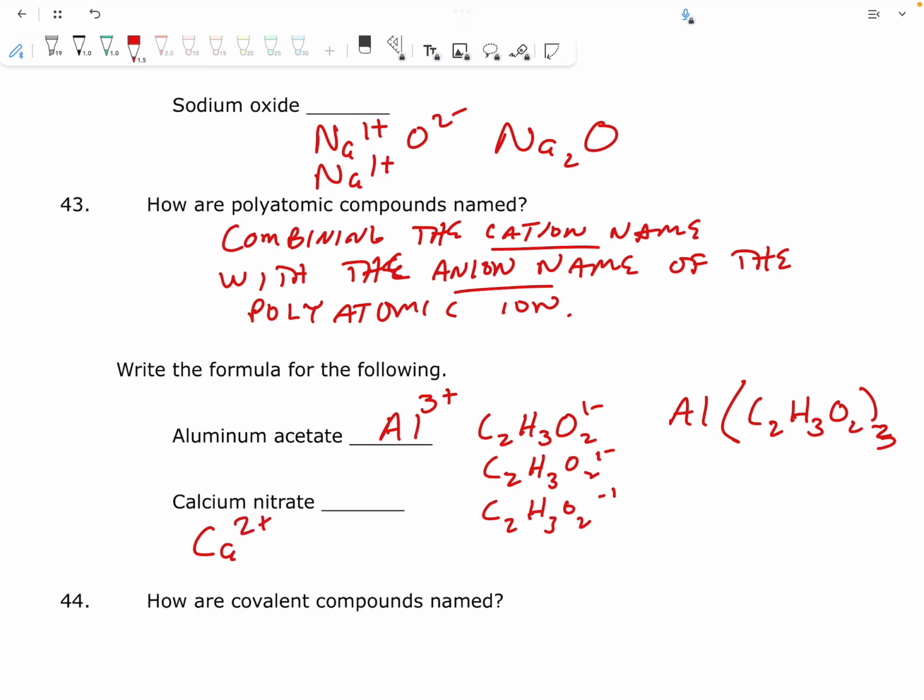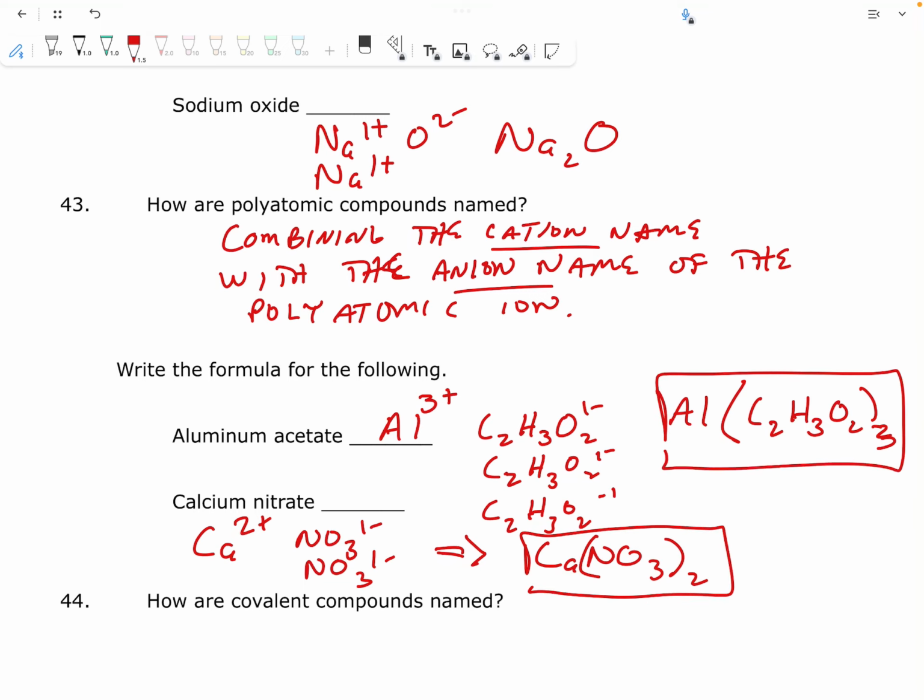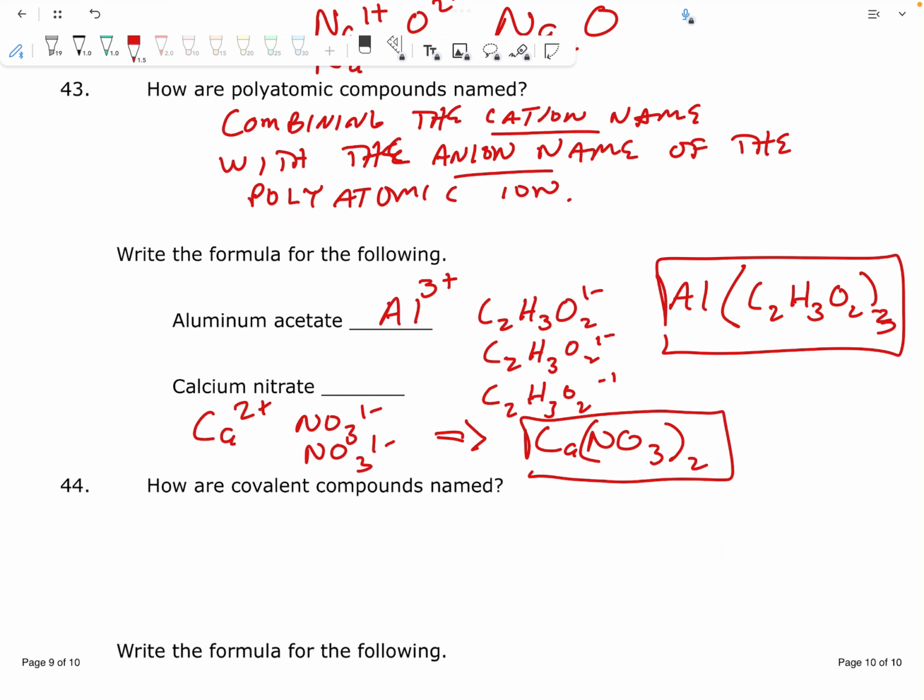Calcium is a 2+ charge. Nitrate is a 1- charge. You need to have 2 nitrates to balance out the calcium, and that turns out to be Ca(NO3)2. Put parentheses around that. So there's your answer for that one.